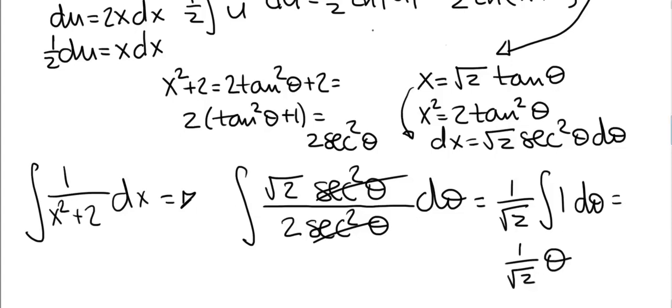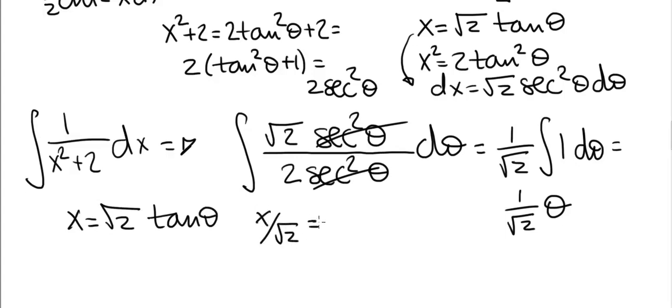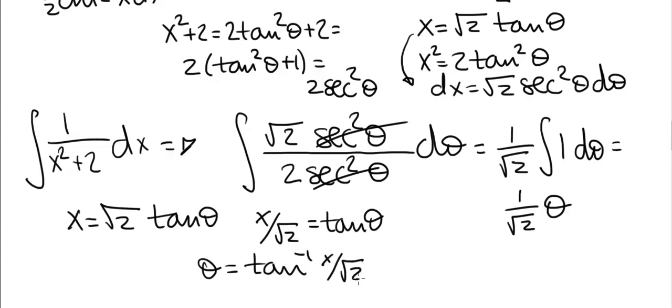Now what is theta in terms of x? Since the substitution was x equal to the square root of 2 times tangent theta, x divided by square root of 2 is tan theta. And so theta is equal to inverse tangent of x divided by square root of 2. So let's put everything together.